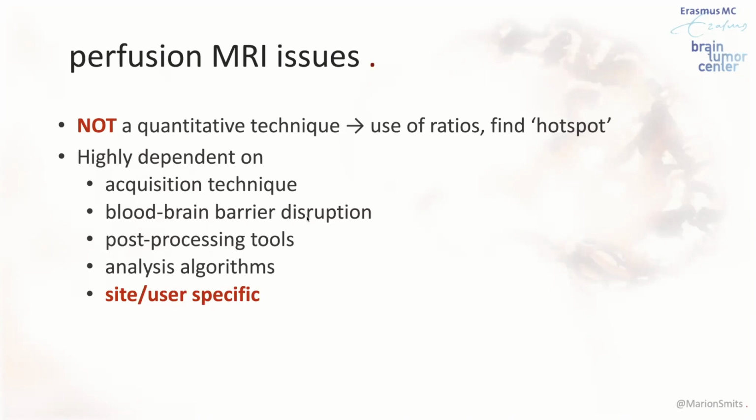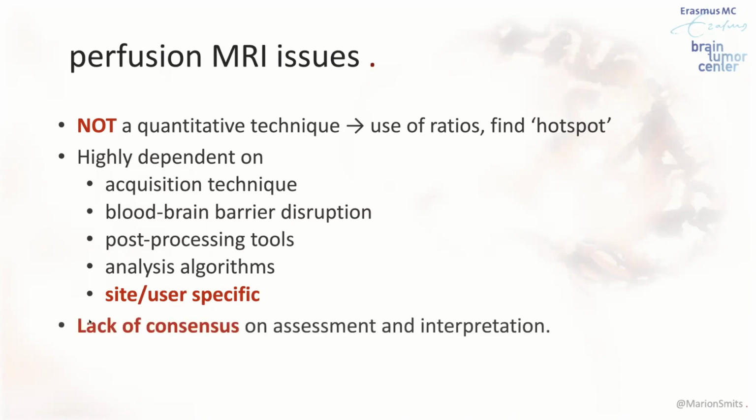And this is a particular problem when there's blood-brain barrier disruption, which needs to be corrected for, specifically in DSC perfusion. And on top of all of that, there is still a lack of consensus in the community on how we need to assess and how we need to interpret our findings.